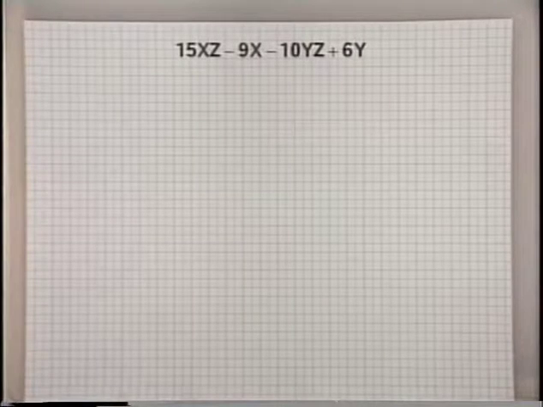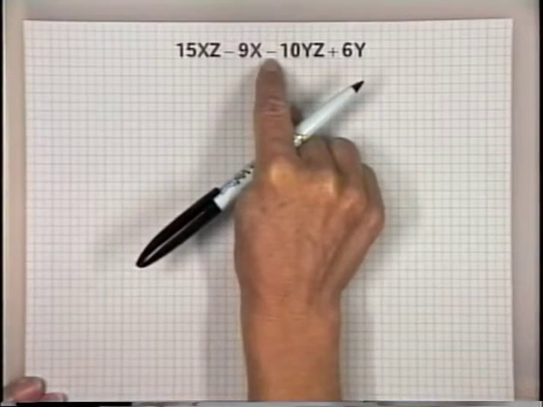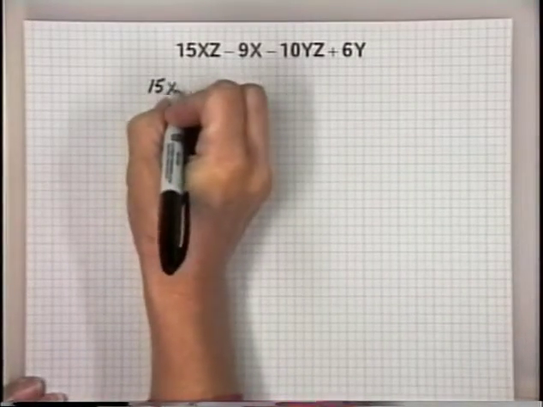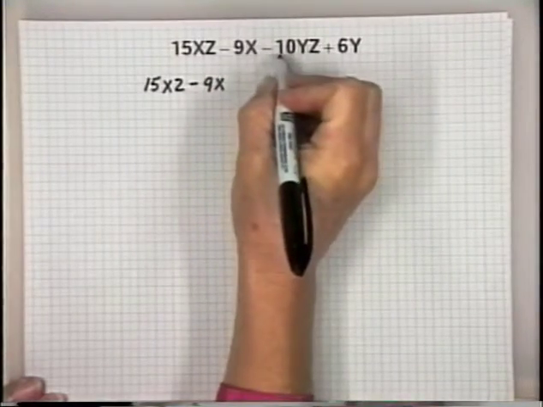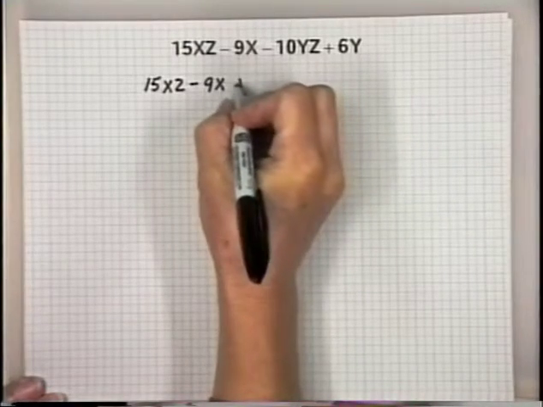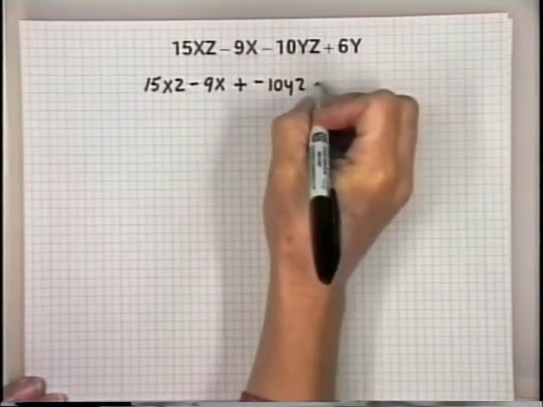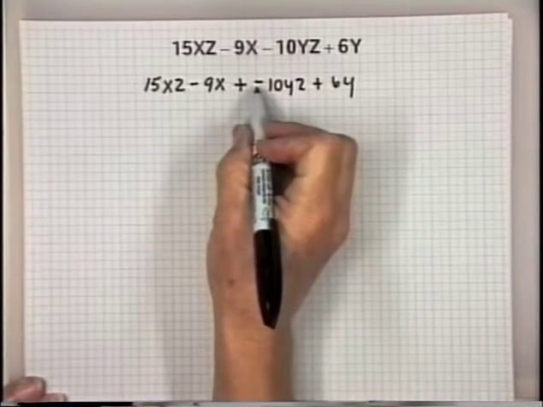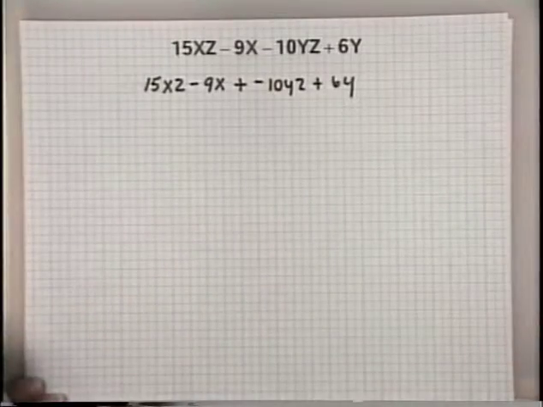If I choose to group the first 2 terms and the second 2 terms, because of this minus sign right here, I want to be very careful. So I'm going to first of all rewrite this problem. 15xz minus 9x, and instead of writing minus 10yz, I'm going to write that as plus a negative 10yz plus 6y. Notice that plus a negative is just another way of writing minus. So I have not changed this problem.